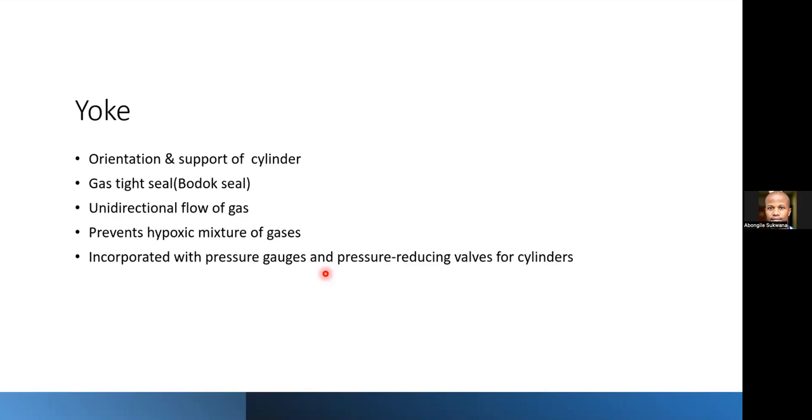Remember, we said from cylinders, you get about 137 bar, which is very dangerous for the machine and also for the patient. So you have to have the pressure reducing valves and the Bourdon gauges incorporated into the yoke to also monitor and reduce this pressure.